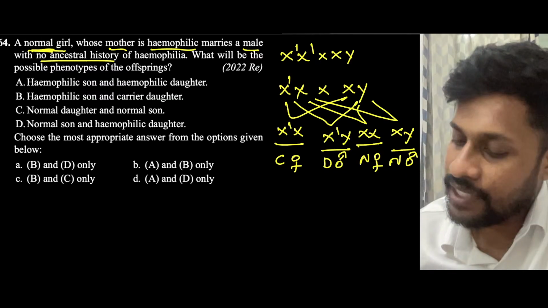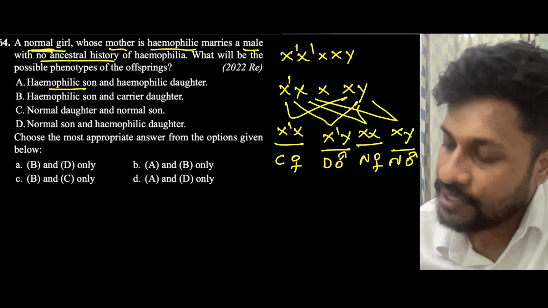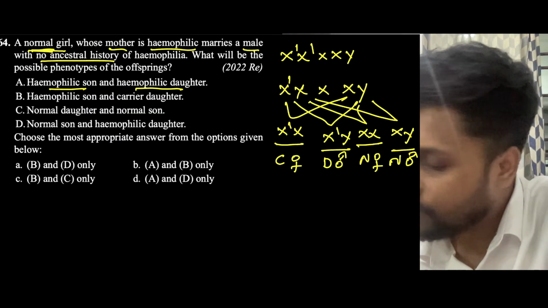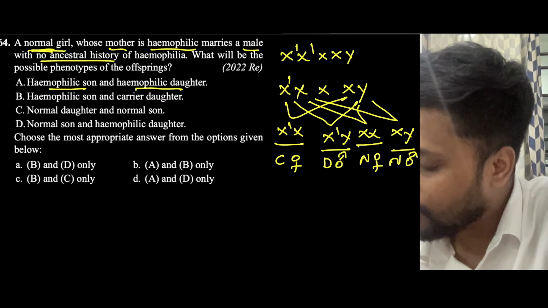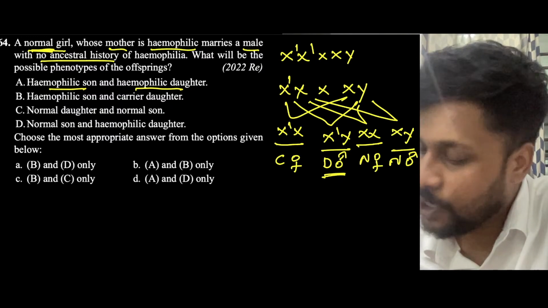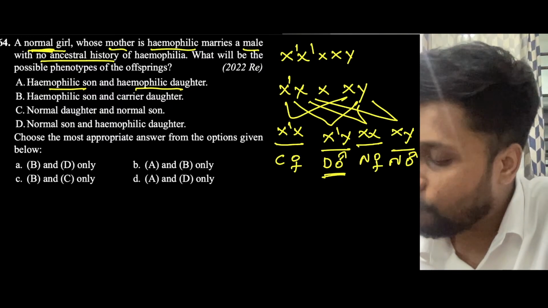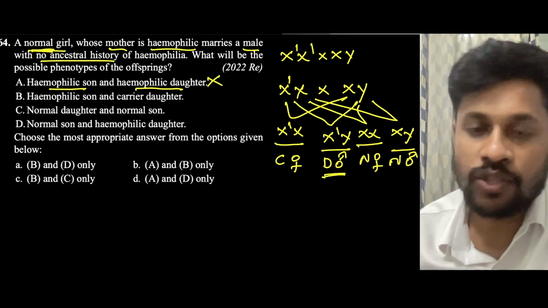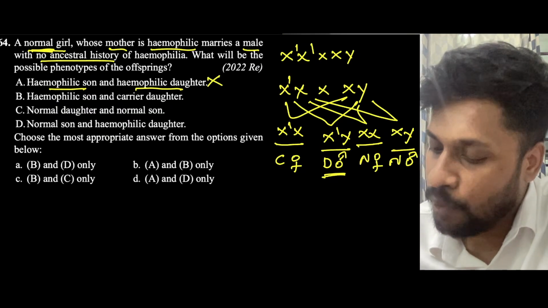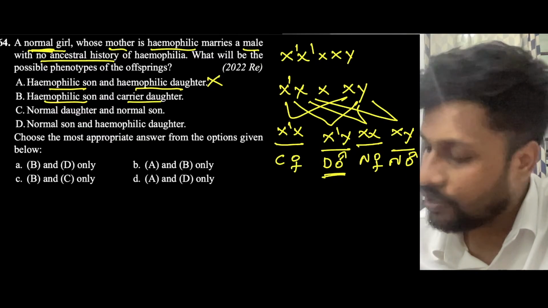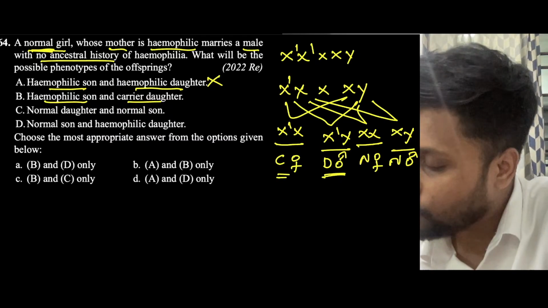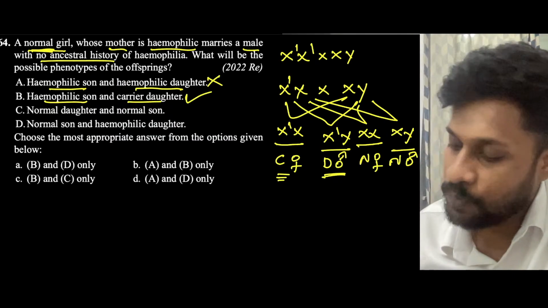Now, what they're asking: hemophilic son and hemophilic daughter. Do they have a hemophilic son? Yes, a hemophilic son is there, but they do not have a hemophilic daughter. Only a carrier daughter is there. Hence, this statement is wrong. Next one, hemophilic son and carrier daughter. Hemophilic son is correct, and a carrier daughter is also present. Hence, this statement is true.